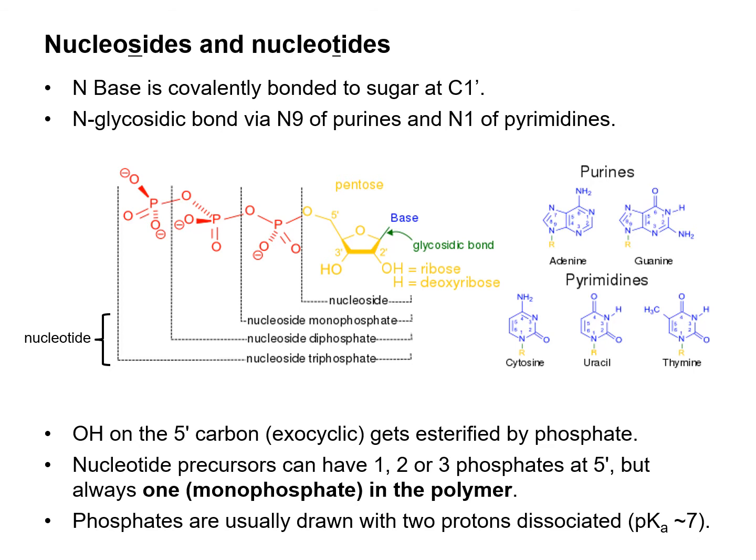And the phosphates are usually drawn with the 2 protons dissociated, as you can see here with the electrons indicated, because that is what happens at a pKa around 7, which is a physiological range.